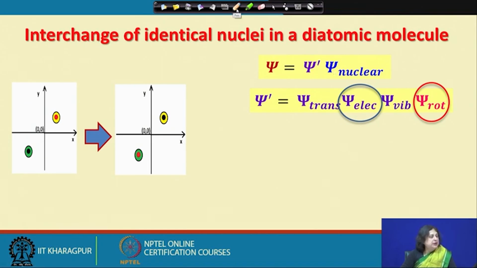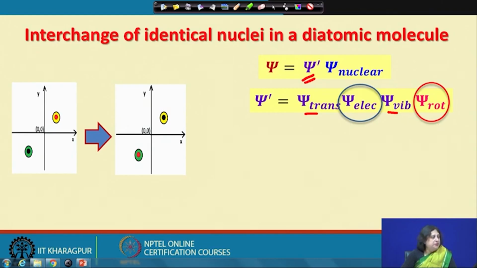I will come to the case of psi nuclear a little later, but let me first look at the symmetry properties of psi prime. Now, psi prime depends on these 4 factors, of which this and this are clearly symmetric with respect to the interchange of the nuclei. So, we are left with these 2 terms, psi electronic and psi rotational.